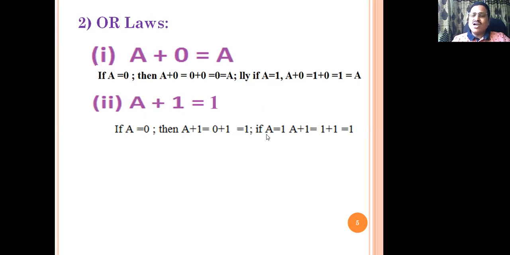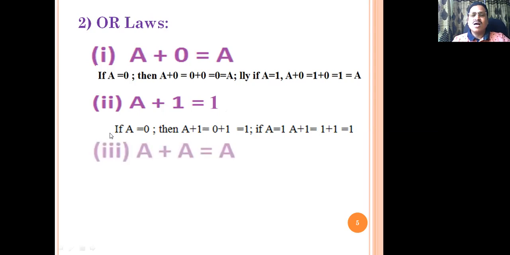Similarly, if we have the value of A as 1, then by the left hand side A or 1, replace A by 1, 1 or 1 will again be equal to 1. Thus, ORing of a number with 1 will always be equal to 1. Here number A stands for either 0 or 1, a binary bit.